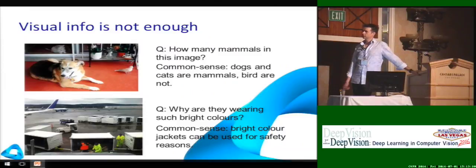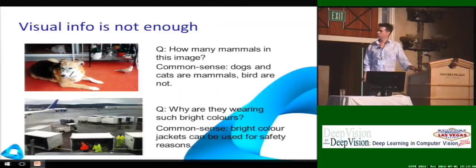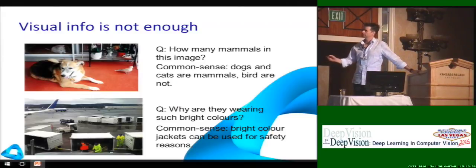So we need to be looking at questions where visual information is not enough, and that's kind of where we're trying to go, right? We're just making a step towards it. Don't think for a second that I believe that we've solved this problem at all. But one interesting question might be, how many mammals in this image? And we can answer this question, right?